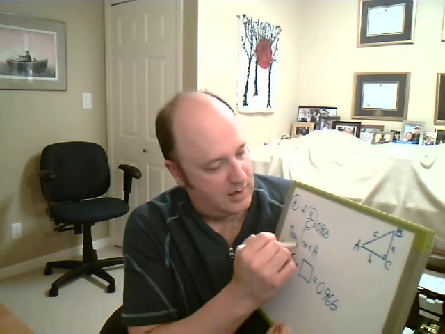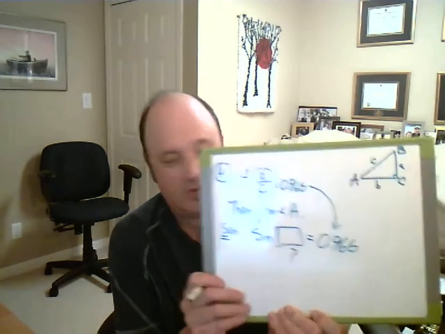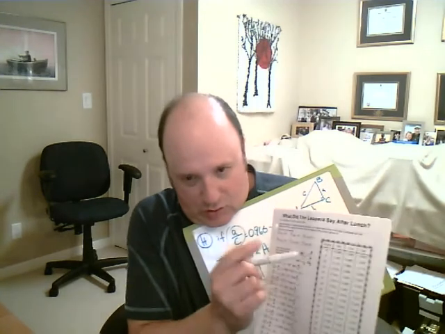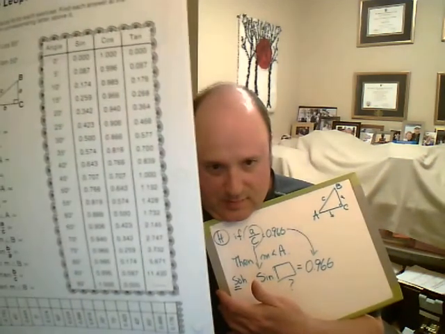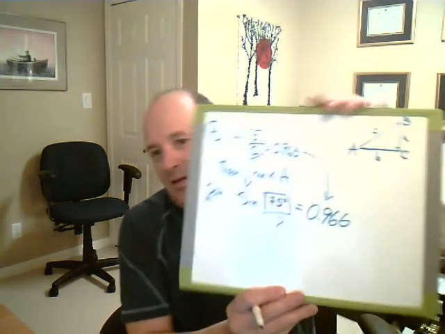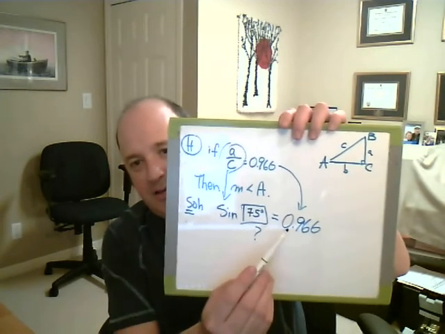This here's the sine, that there's the number, and they want to find the value of the angle. So you just work backwards. You go to your chart, go down the sine column until you see 0.966, and that's 75 degrees. So 75 degrees is the angle value that gives you a sine of 0.966.